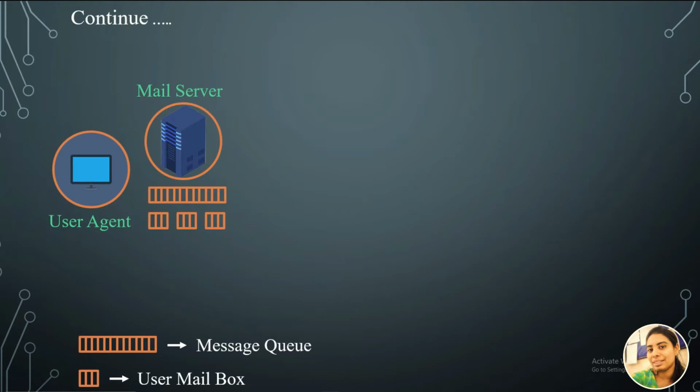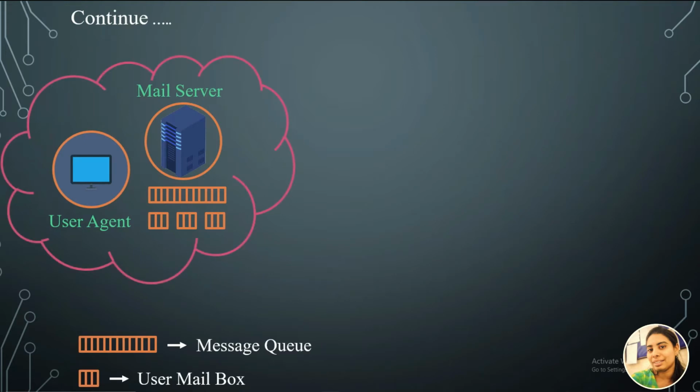Whenever the mail server of the sender side receives the mail from the user agent, it will store that mail in the message queue, as that mail server is used by multiple users of that area. And at a time, a mail server can entertain only a single request or mail. So, for smooth functioning, the mail server maintains this message queue in which it stores the mails coming from multiple users, and on a first come, first served basis, it forwards that particular mail to the particular receiver's mail server.